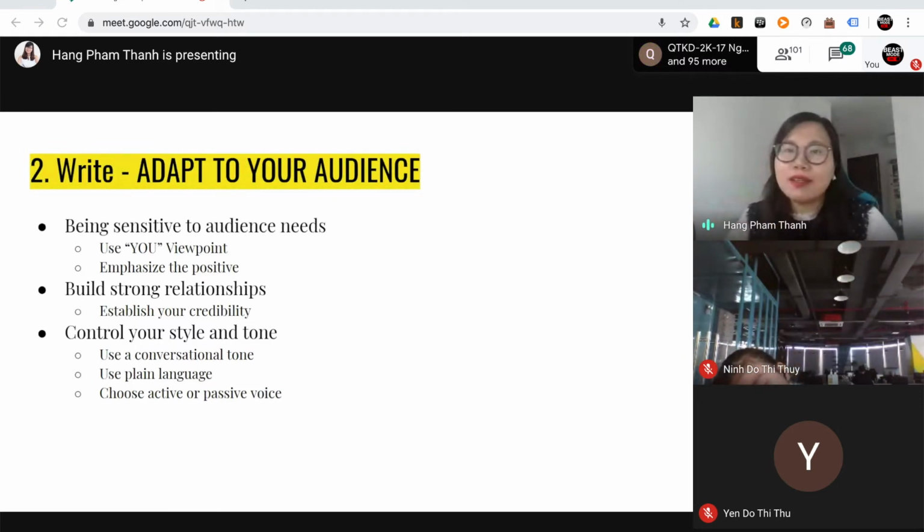So here is just a soft reminder that you need to be sensitive to the audience's needs by using the you viewpoint, by emphasizing the positive side of the problem. Okay, so emphasizing the positive side of the issue or even the problem is not an easy thing, especially when you are writing a negative message, right? Informing them of bad news, something they don't want to hear. So how can you still emphasize the positive side in those situations? Any idea?